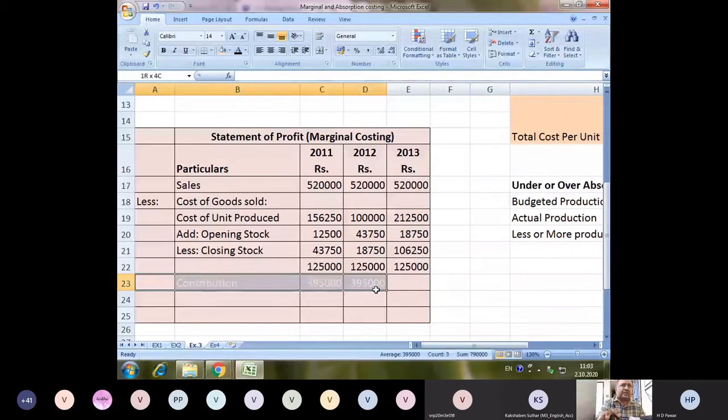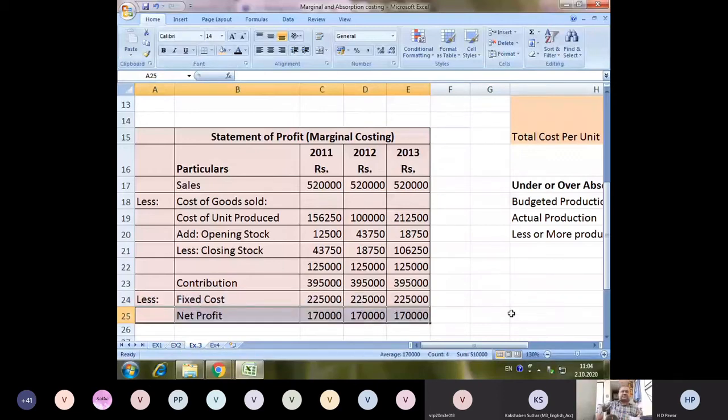But before that, we need to calculate contribution. So contribution is equal to sales minus variable cost. So sales minus this 1,25,000 cost. So 3,95,000 every year is the contribution. And contribution minus fixed cost. Fixed cost is 2,25,000. And then we are having profit. And this profit is 1,70,000 every year.